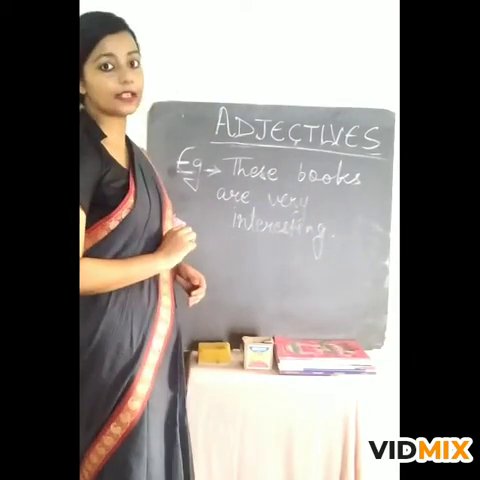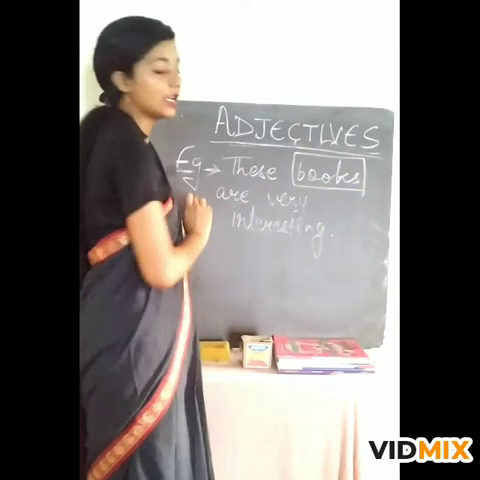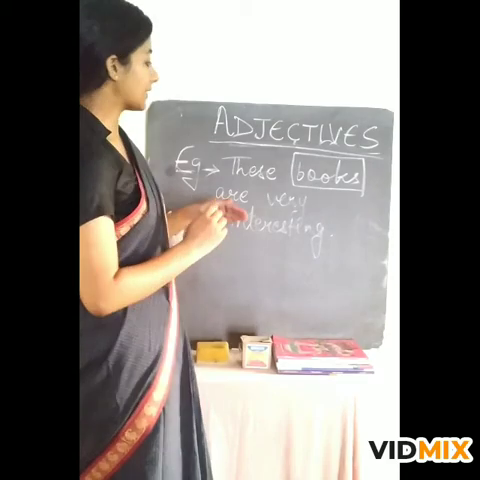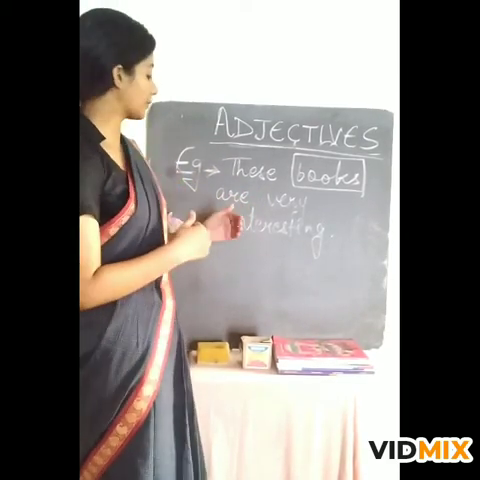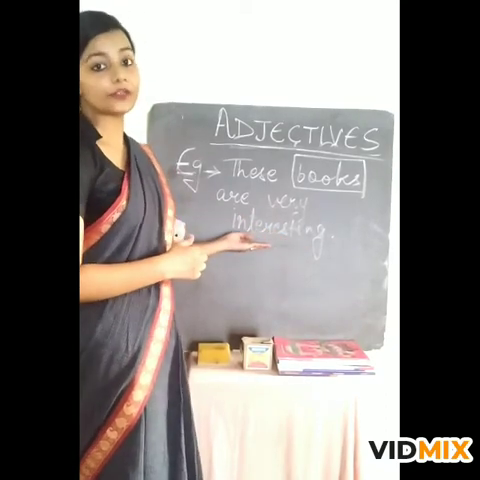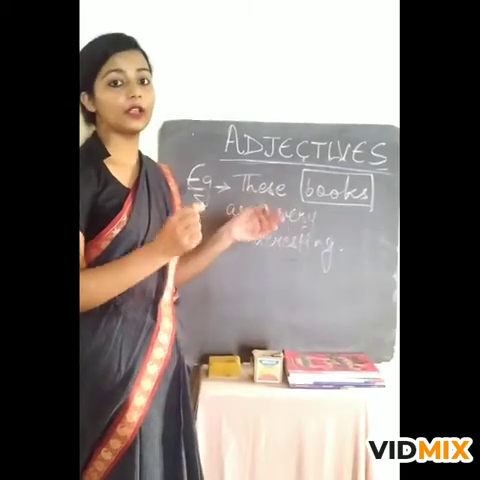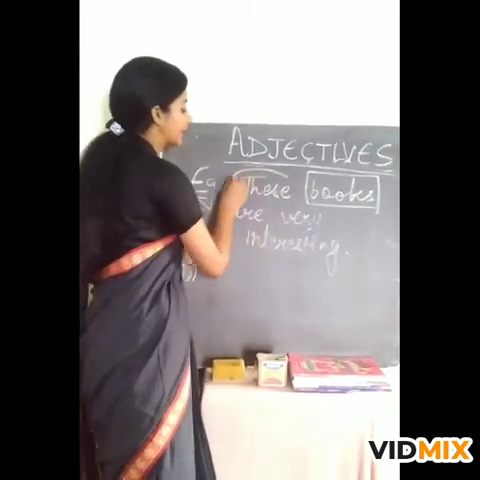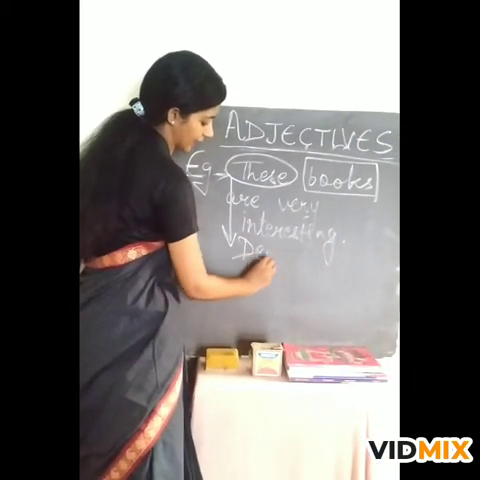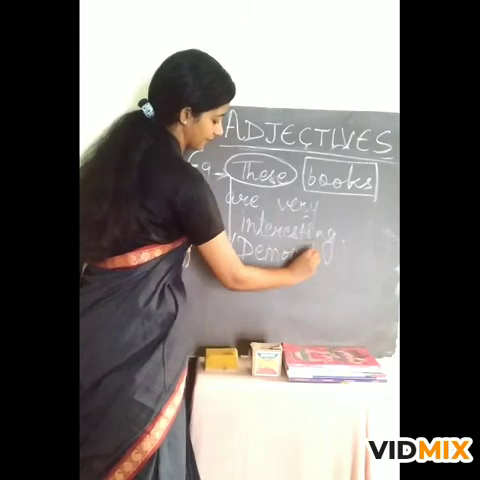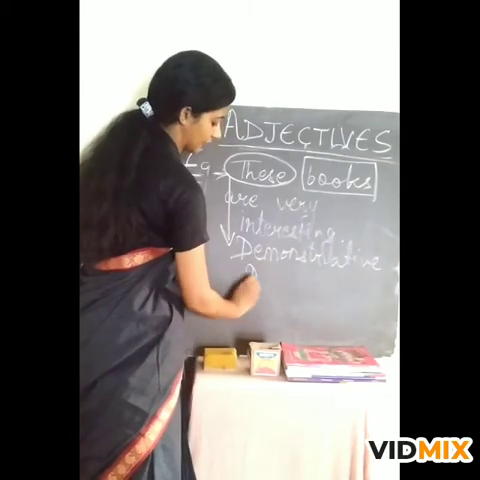In this sentence, the noun is the book. It's a thing, so it is a noun. And which word is pointing out any particular book? Which book is it that is very interesting? So the word these is pointing out a particular book. So, these will be the example of demonstrative adjective.